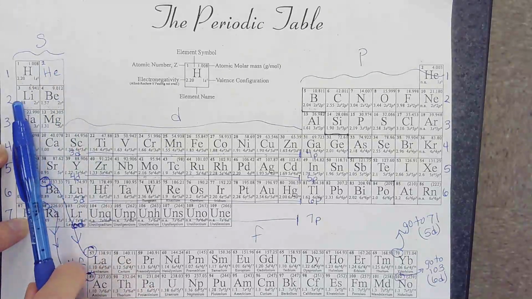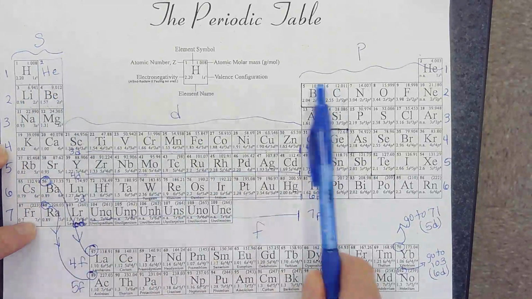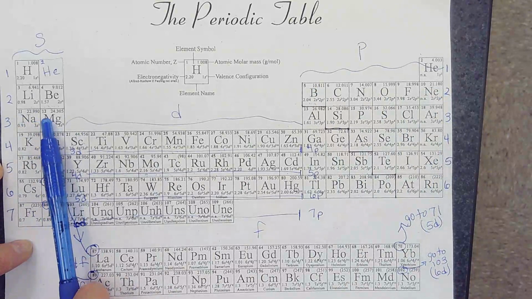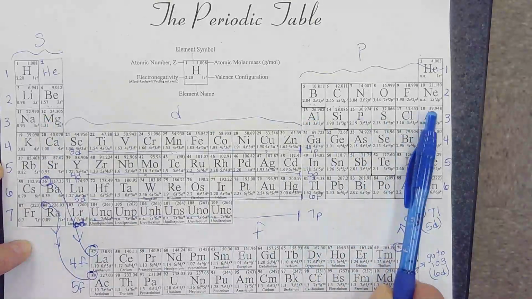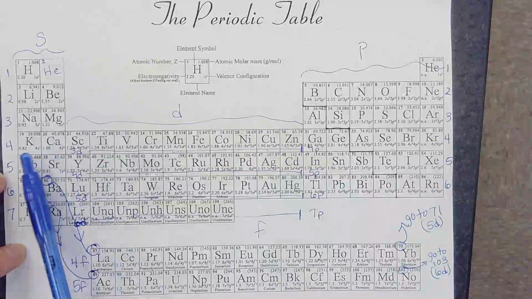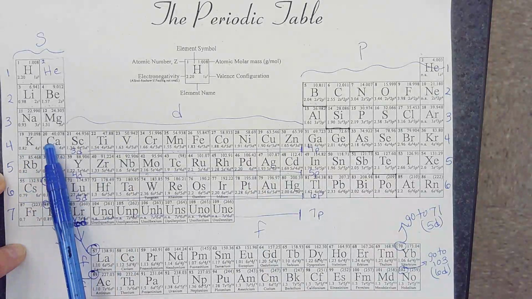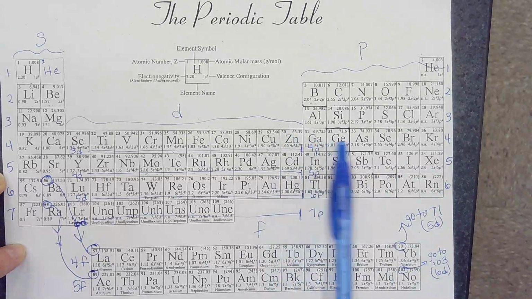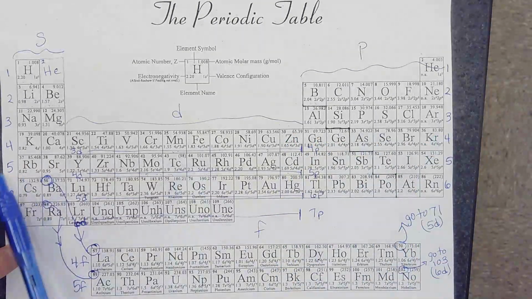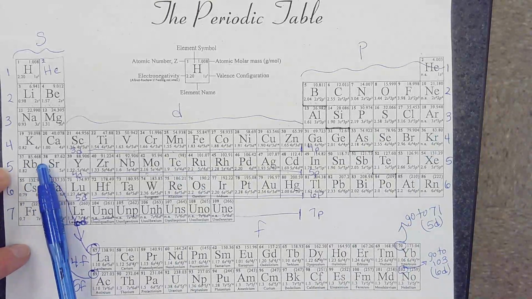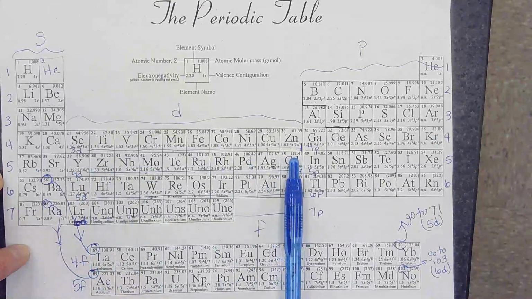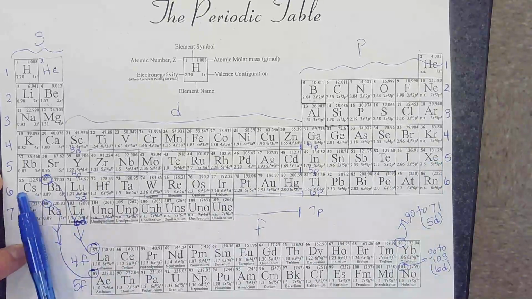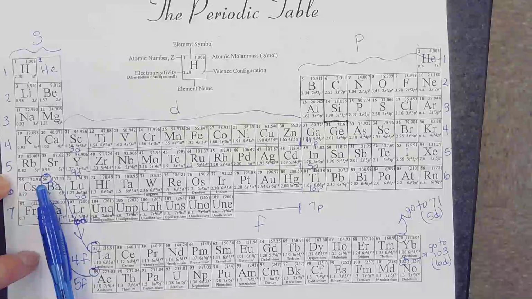1s2, 2s2, 2p6, 3s2, 3p6, 4s2, 3d10, 4p6, 5s2, 4d10, 5p6, 6s2. Now what do you do?